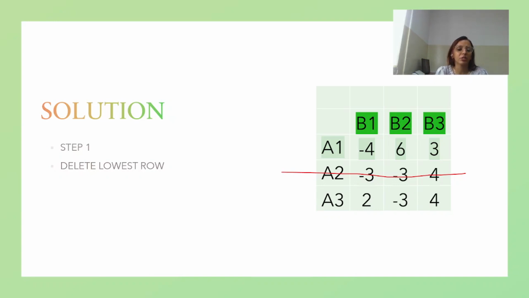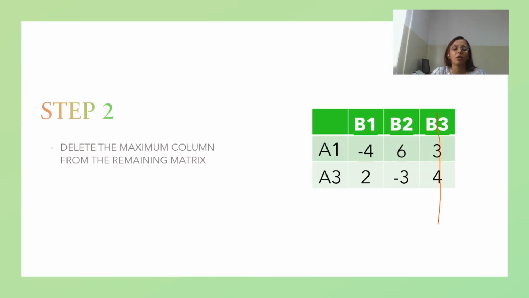Right. Now, coming to step number 2, that's column dominance. That's a column deletion point. Now you have to find out the maximum column by comparing B1, B2, and B3. Now please have a look which one is greater. If I compare B1 with B2, what will we get? Yes, 6 is definitely greater than minus 4, but minus 3 is not greater than 2. So we won't be able to compare B1 with B2.